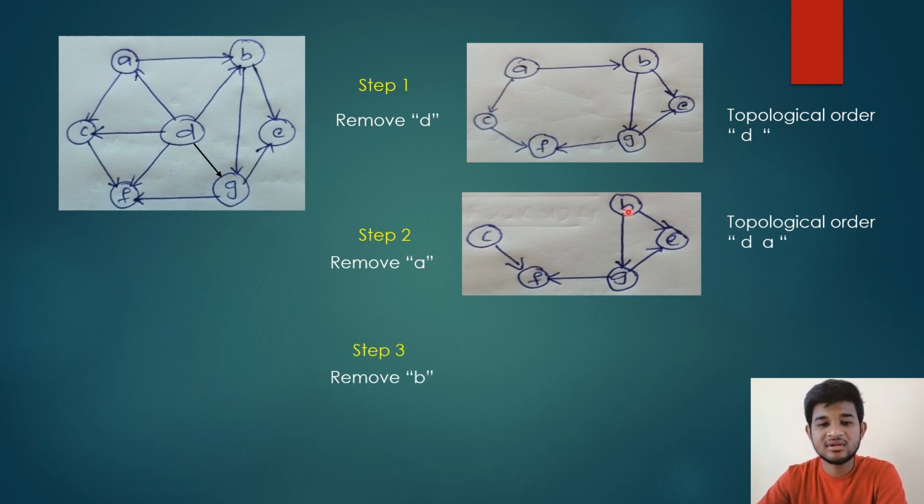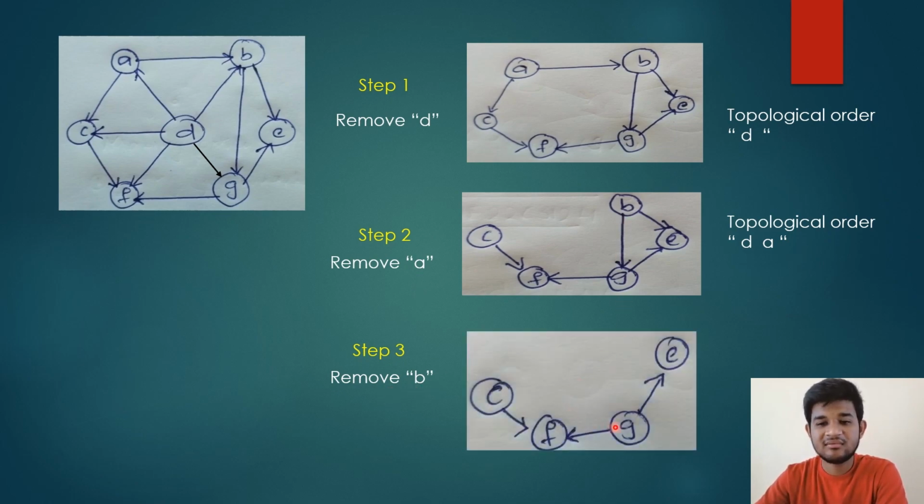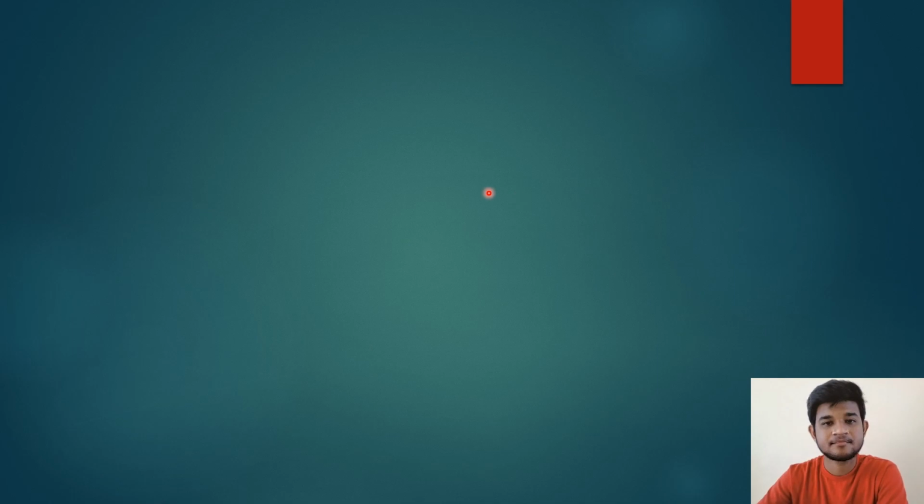In step 3, we will remove B because B does not have any in degrees, and C also does not have any in degrees, but we will go in alphabetical order. Therefore, remove B. After removing B, we will get the graph like this, and put that removed B into the topological order. We will get D, A, B. Now let us see step 4.